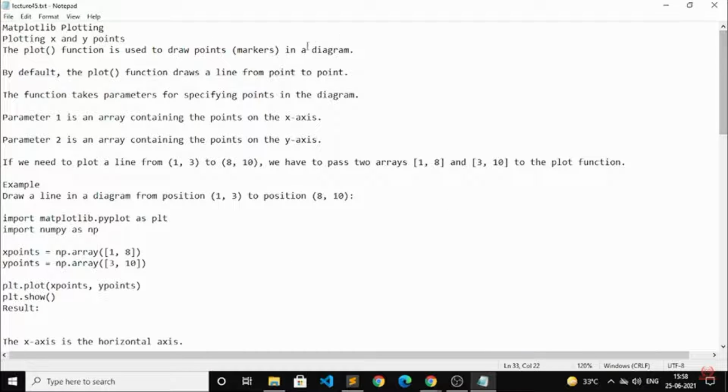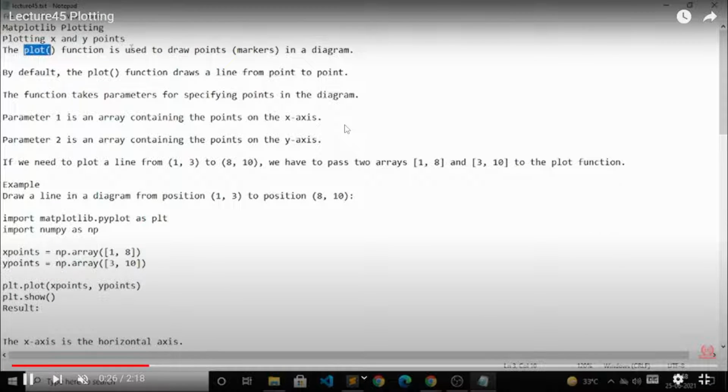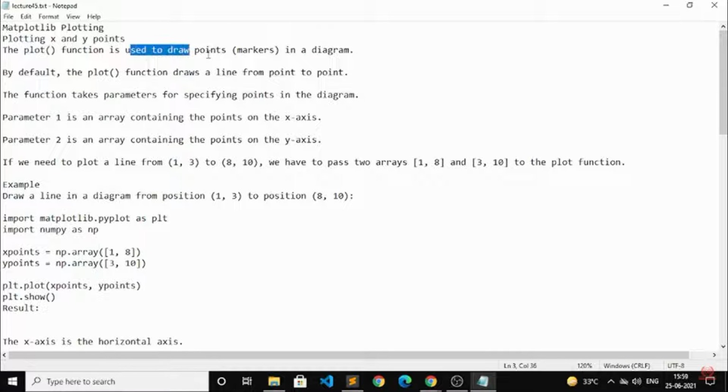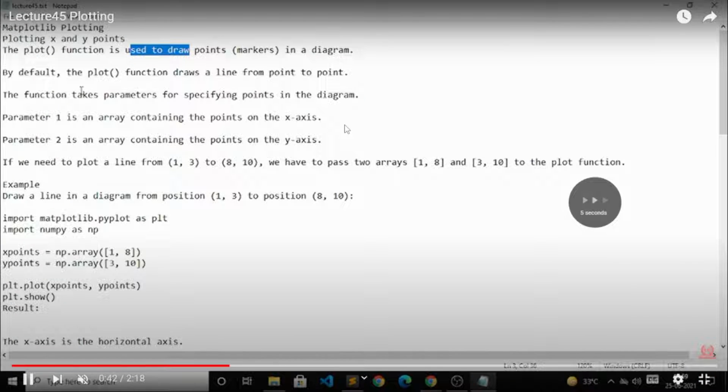Today we are going to study about plotting. The plot function is used to draw points or markers in a diagram. This is the first point I have mentioned here. So the plot function will help you to draw the points or the markers in a diagram. That is what it means.